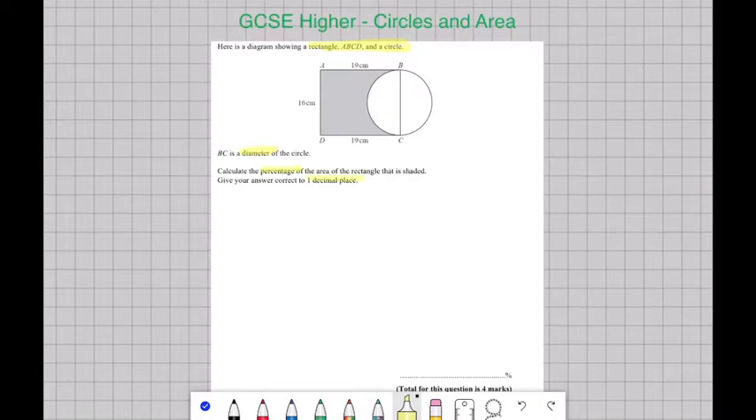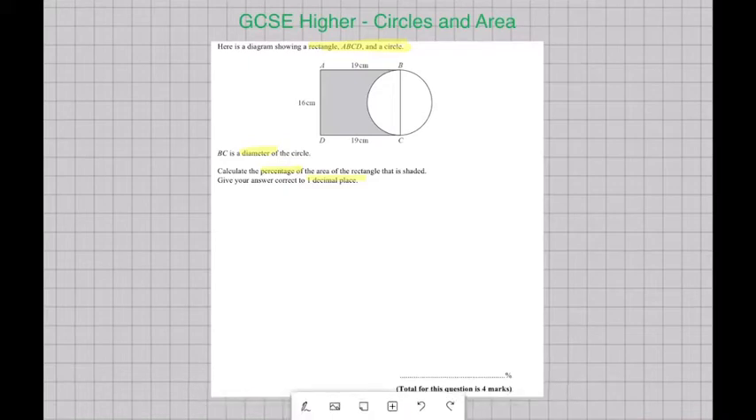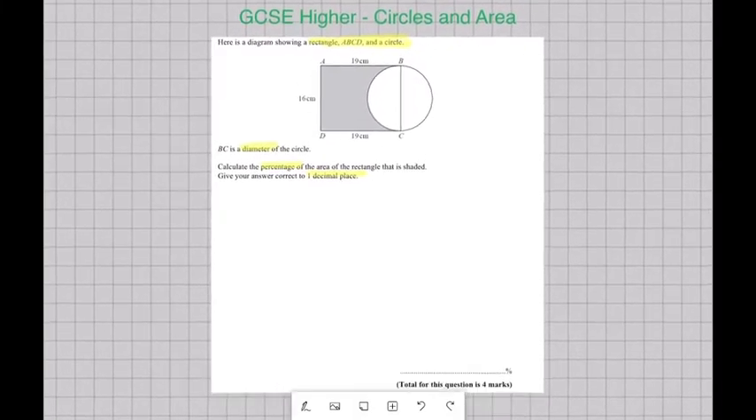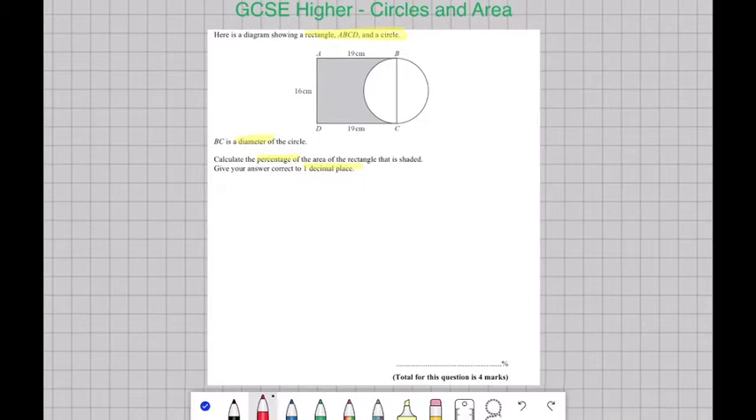Now, it's important that we do give that to 1 decimal place. If we don't, we won't get all the marks. So what I've got to work out is the area of the shaded region. So the first thing I'm going to do is the area of the rectangle.